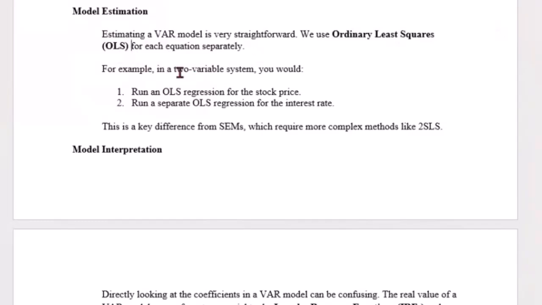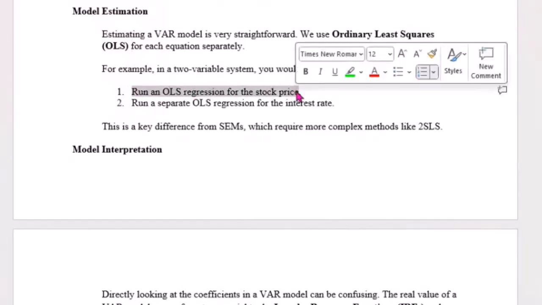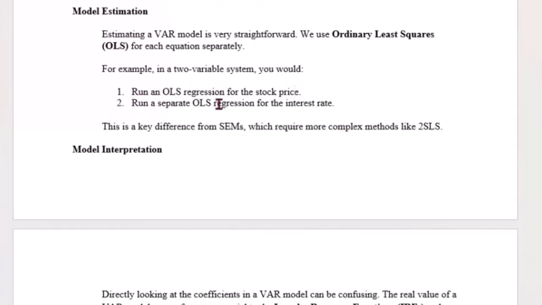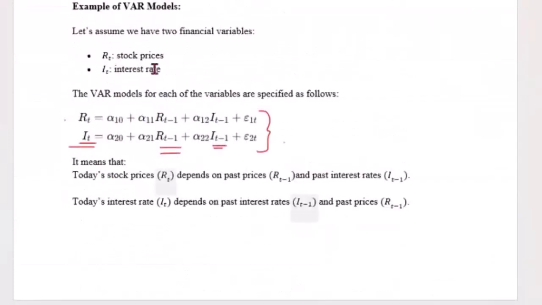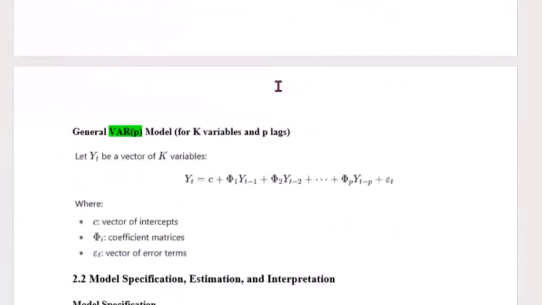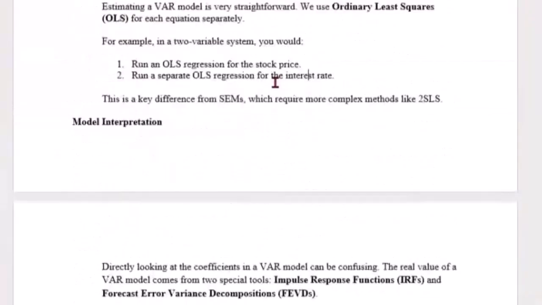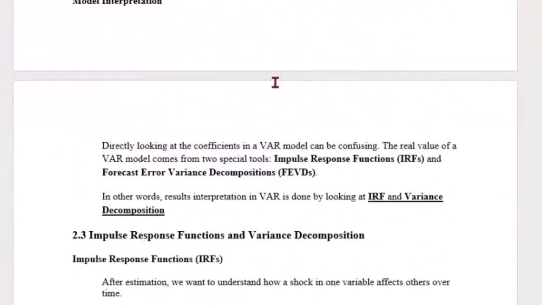For example, in a two variable system, you would run the OLS regression for stock prices, then run a separate OLS regression for interest rates. Like these equations here. You run the OLS equation for this, and you will also run the OLS regression for the second equation. And then we go to model interpretation.